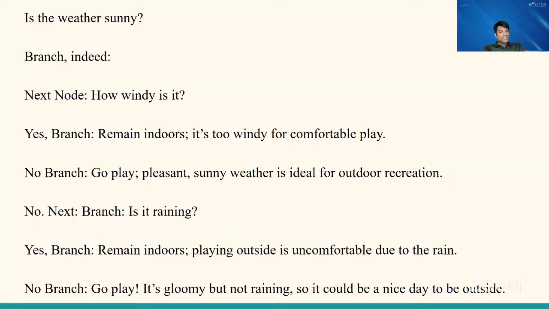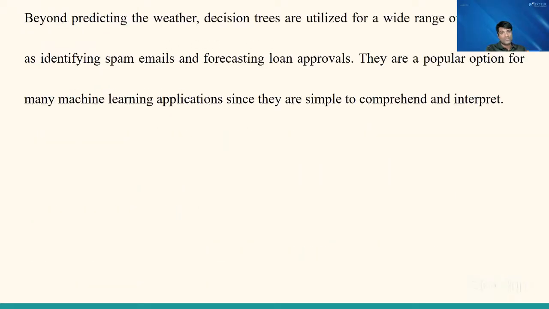Then the no branch is saying go play. Pleasant sunny weather is ideal for outdoor recreation. And then the next node asks what if it is raining. The yes branch is telling remain indoors since it is raining, it is uncomfortable to play outside. And the no branch is telling, no, it's gloomy, it's not raining much, you can go outside and play. So like this you can have multiple decisions, right? In that way, a decision tree is actually useful.